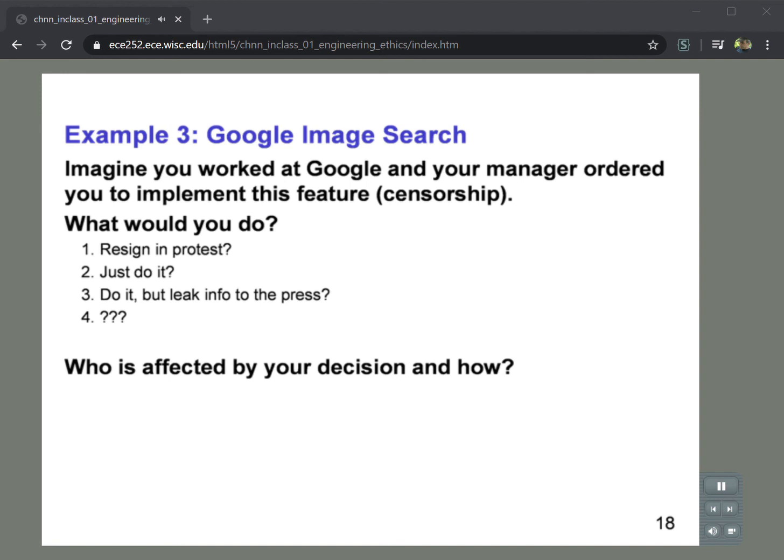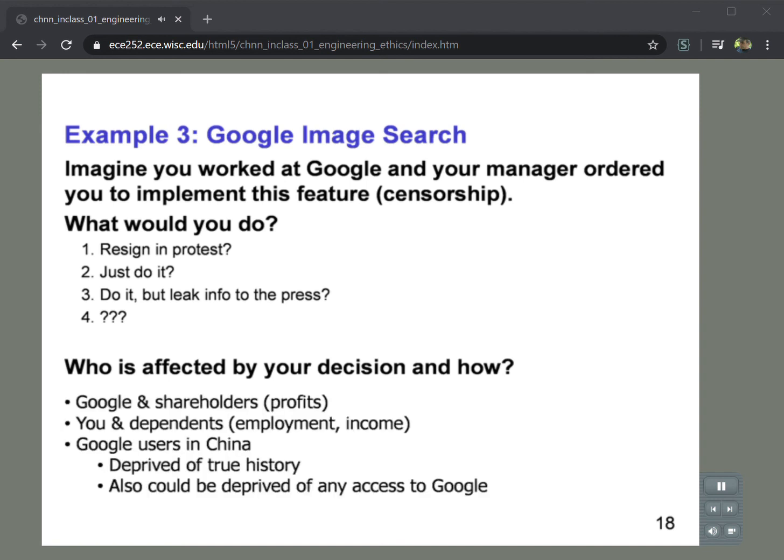If you make this decision, who's going to be affected by your decision, and how are they going to be affected by it? Well, obviously, Google itself will be affected, and shareholders, investors in Google will be affected, because obviously Google wants to be in China because there's profits to be made. It's a huge market, and they don't want to be shut out of that market. You obviously will be affected as well, you and your dependents, because if you refuse to do this, you'll probably get fired and you'll lose your employment, you'll lose your income.